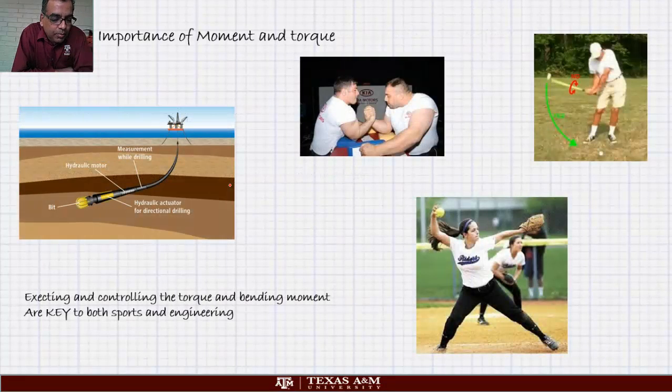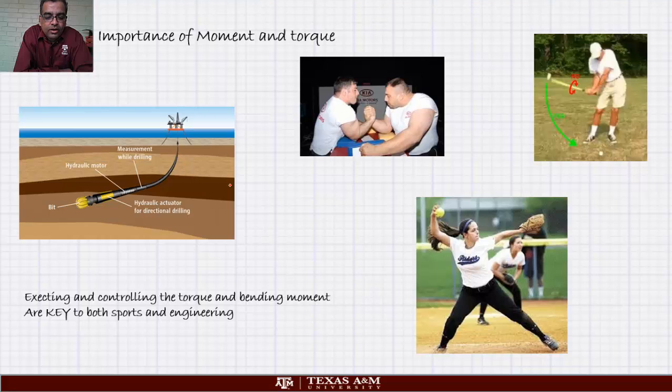So just to get your importance of moment or torque, on the engineering side, I've shown you a sideways drilling or a lateral drilling well. And what happens is that you have to rotate something. That's how oil wells are drilled. And when you bend something or twist something, you are always worried about whether the joints will fail.